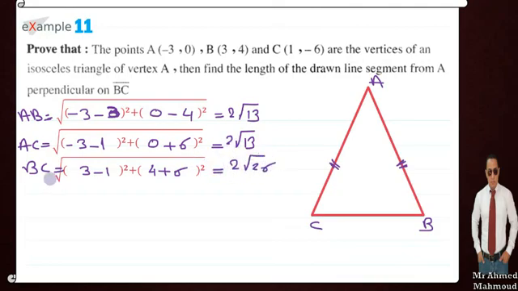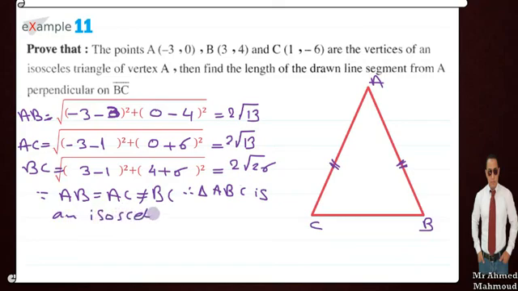Okay, now since AB equals AC not equal to BC, therefore triangle ABC is an isosceles triangle. Okay, this is the first required. The second required, find the length of the drawn line segment from A perpendicular to BC. To draw, now I will draw a perpendicular from A to BC like this. I will call it AD.